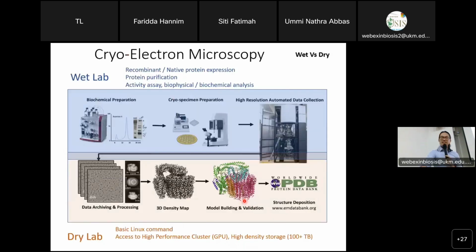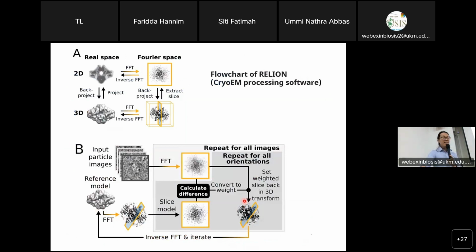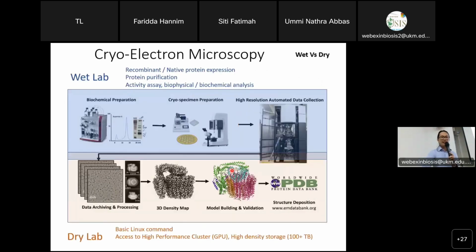Cool. So this is just another slightly technical slide. This is the only technical slide that I have, so just bear with me. It basically explains how cryo electron microscope processing works. Like I said, after collecting, you can spend up to days, weeks or months processing it.